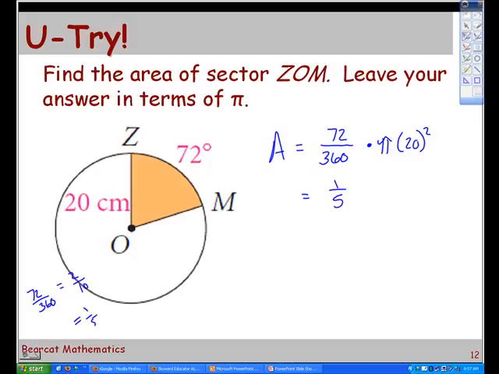So 1/5 times, what's 20 squared? 400, times pi. How many times does 5 go into 40? 8. So how many times does 5 go into 400? 80. So it looks like we're getting 80 pi. What's our unit? Square centimeters. Good.